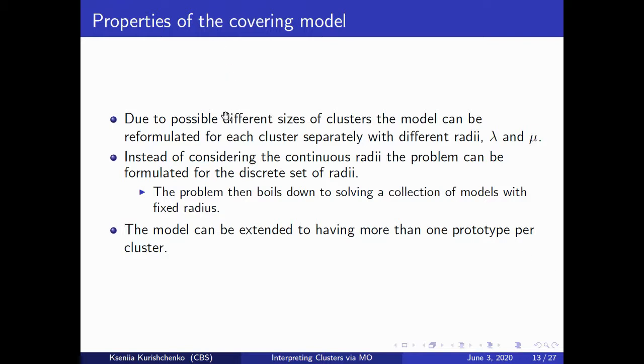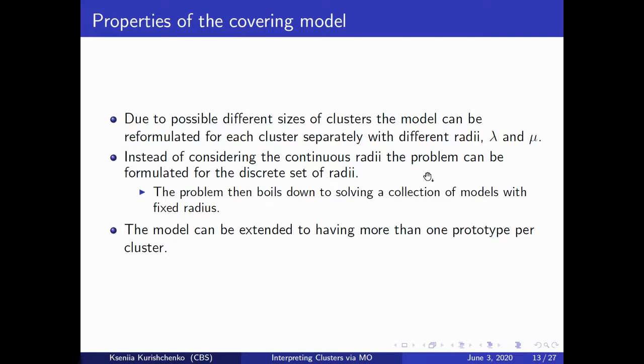First of all, it could be that we have clusters of different sizes. Then it's a good idea to reformulate that model for each cluster separately, which allows us to have different radiuses and different quality lambda and mu. So imagine that the first model had 3 clusters, but then we reformulated it for each cluster separately, and we consider one cluster against all other clusters. Then we have a different radius for each cluster.